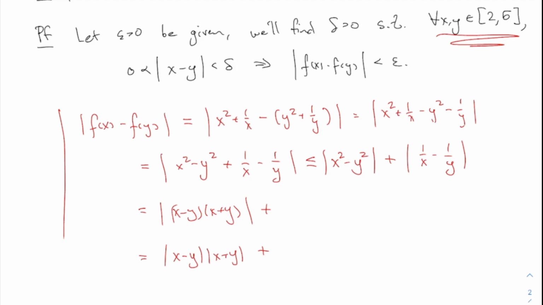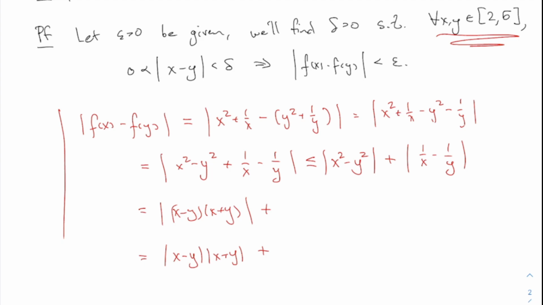But what about the rest of it? Anybody have a suggestion about 1 over x minus 1 over y? Can I make 1 over x minus y and then factor that out? No, that's not how you add fractions. 1 over x minus 1 over y is not the same as 1 over x minus y. How do you add fractions?